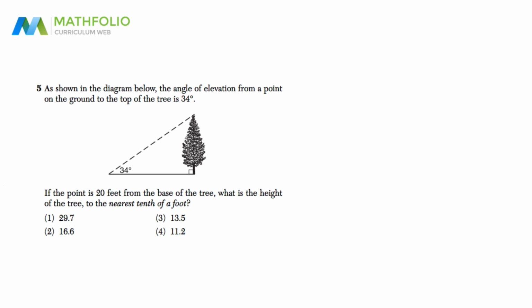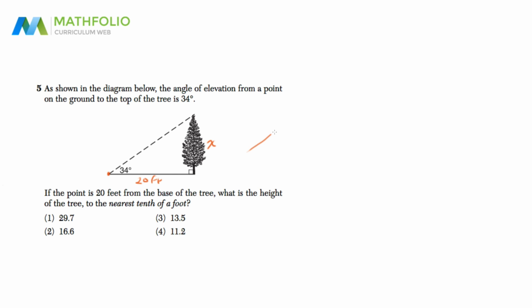Okay, question number 5. Okay, as shown in the diagram below, the angle of elevation between a point on the ground and the top of the tree is 34. It says if the point is 20 feet from the base of the tree, what is the height of the tree? So let's call the height of the tree x, and this is the point on the ground that it talks about, and it says that this is 20 feet.